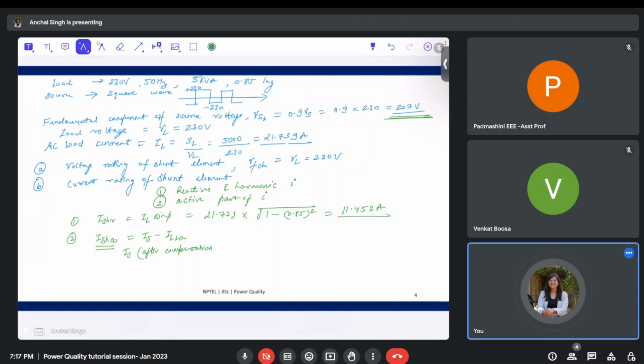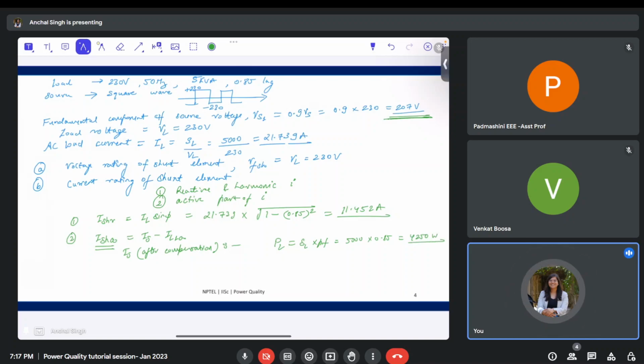In order to calculate this, first we have to calculate the load active power. So load active power is given as PL, which will be equal to SL into power factor, right? 5000 into 0.85, which is given as 4250 watts.